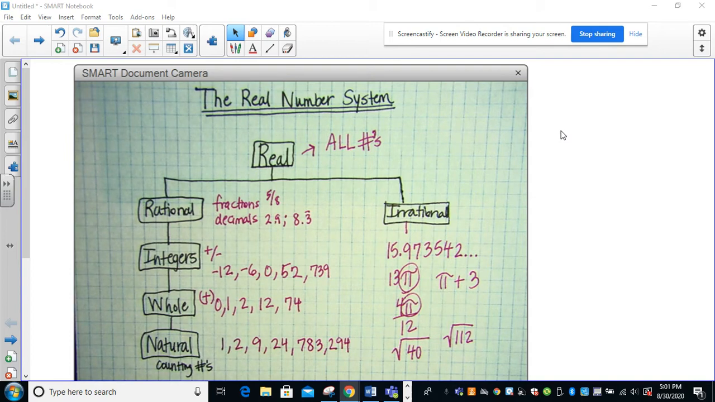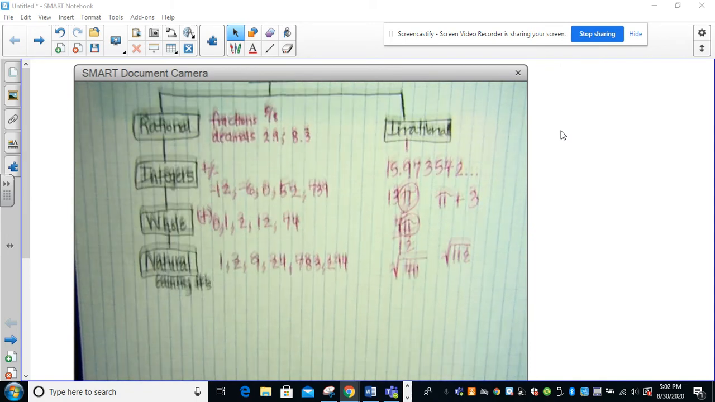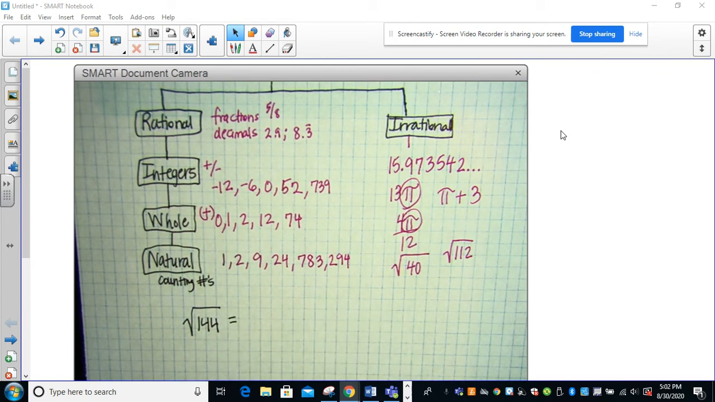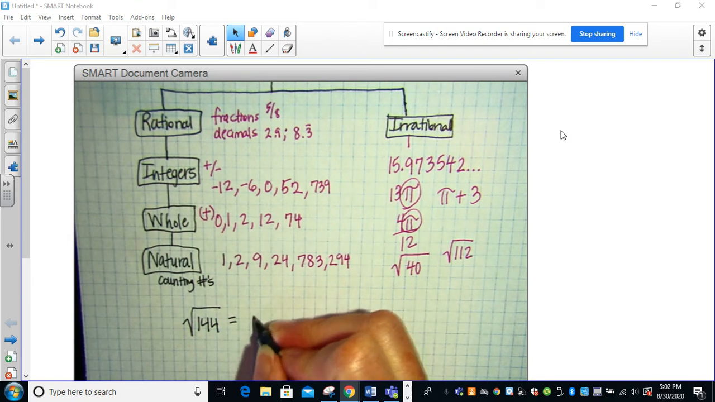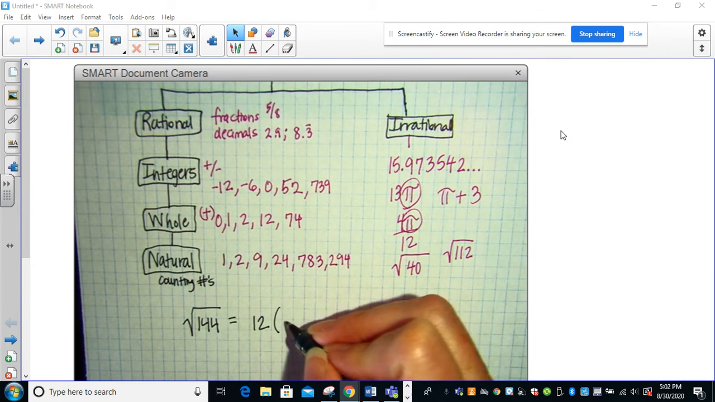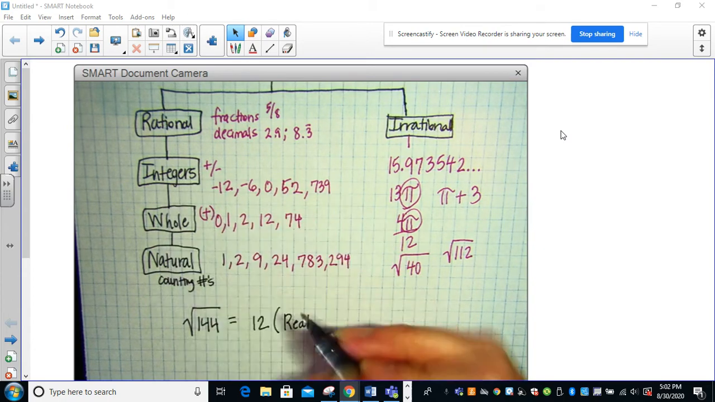So given something like this, you may have a square root of 144. So it's a square root. Is that a perfect square? Would it be rational or irrational? So the square root of 144 is 12. So we can say about 12. First of all, we start at the top. It's real. Then, is it rational or irrational? Well, it's not some crazy decimal, and it's not an imperfect radical, and it's not got pi in it, so it is rational.